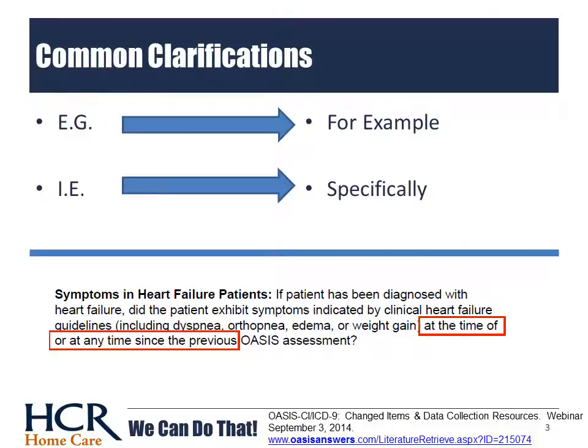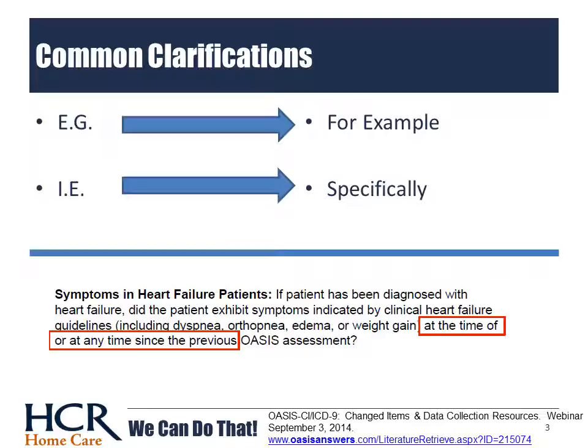Some of the common clarifications you will find throughout OASIS C1 will include the removal of abbreviations such as EG and IE. These terms will now be spelled out. EG will be spelled out as for example, and IE will be denoted by specifically.